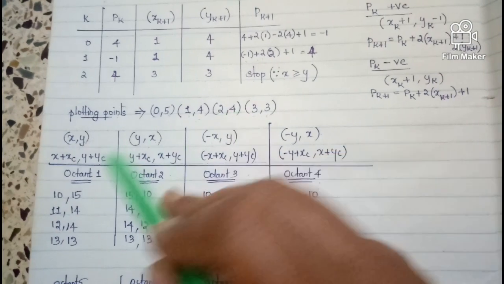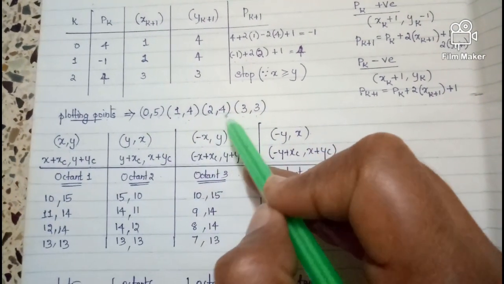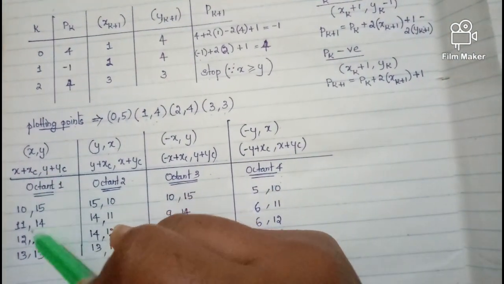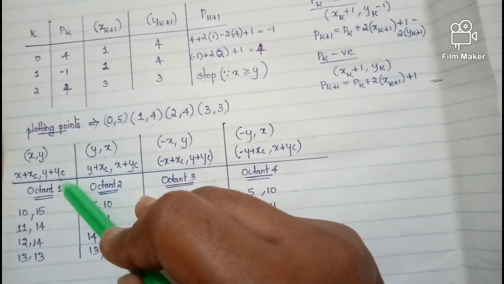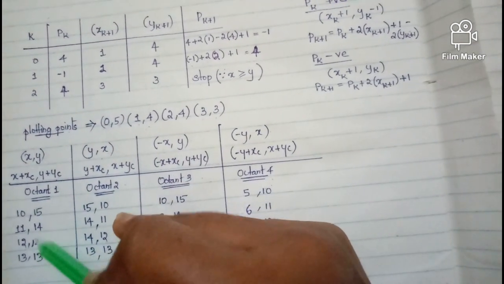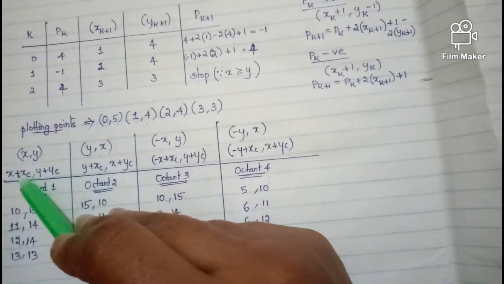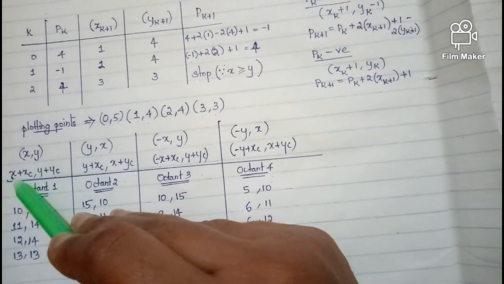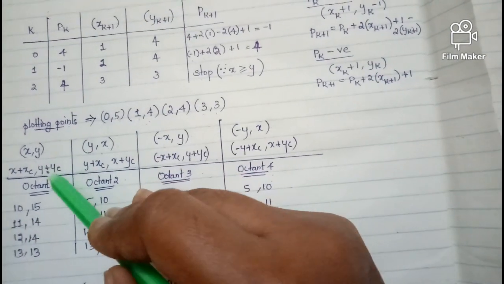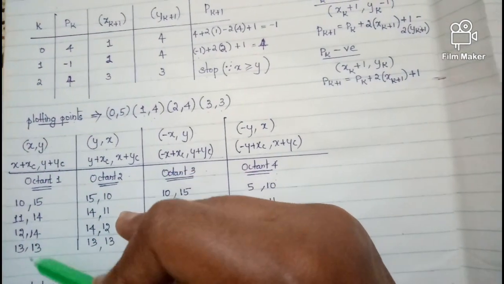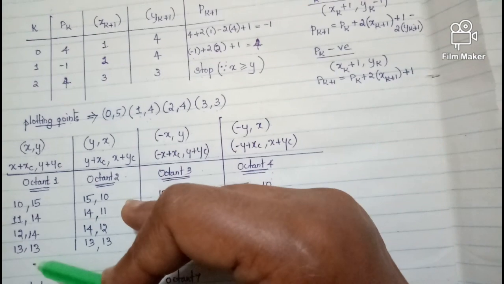Similarly, the third point is 2, 4. So x is 2, y is 4. 2 plus 10 is 12, 4 plus 10 is 14. Next, 3, 3. That is, x is 3, y is 3. So 3 plus 10 is 13, 3 plus 10 is 13. In this way you have identified the points in the first quadrant.